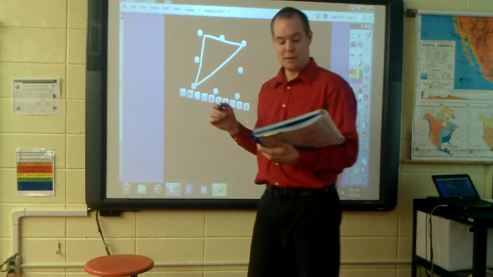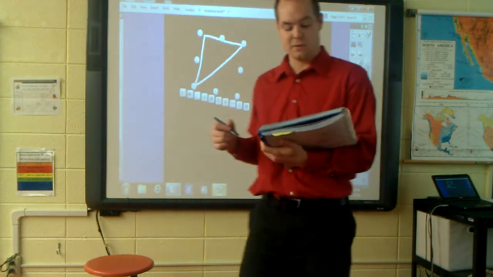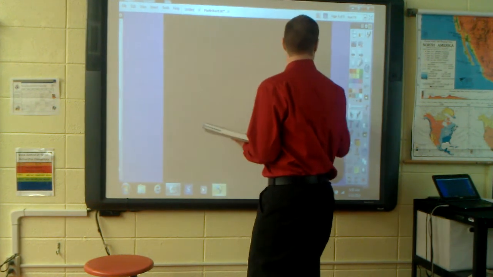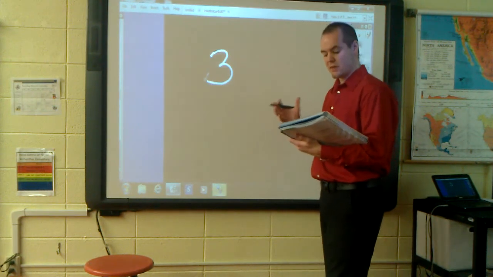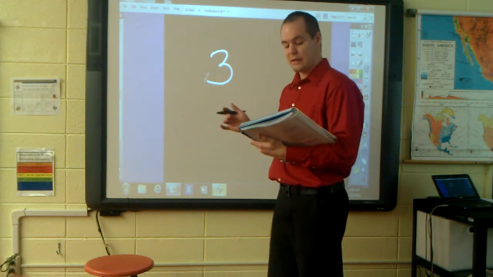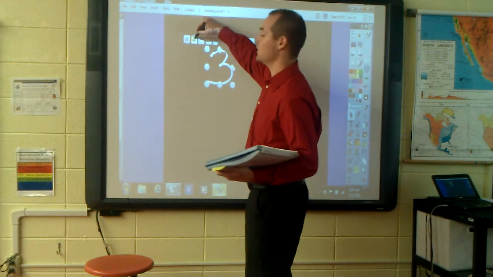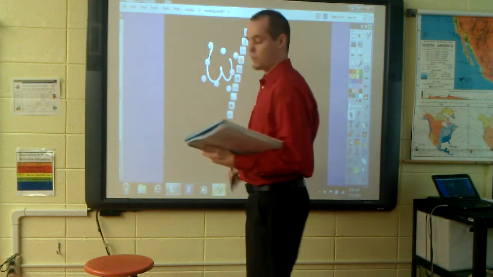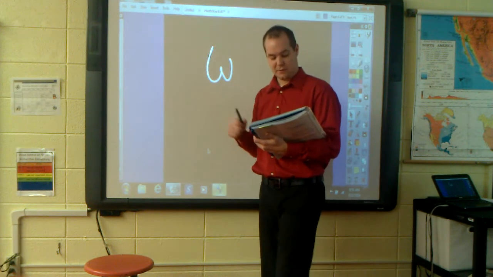Okay, example number 1. It says the figure at right is the number 3. Sketch the figure 3 after a 90-degree clockwise rotation. Okay, so I have the number 3, and now it says sketch the figure after a 90-degree clockwise rotation. Okay, so I'm going to take my figure, rotate it 90 degrees this way, which is a quarter turn, and it looks something like this.